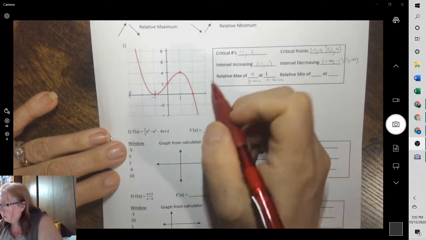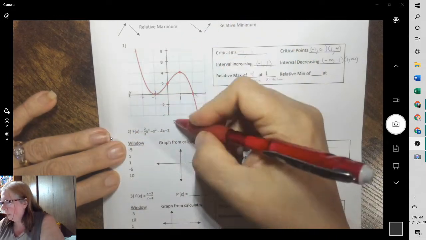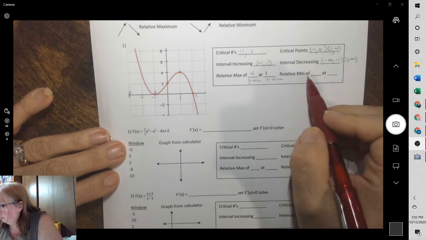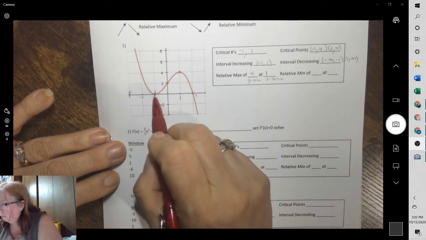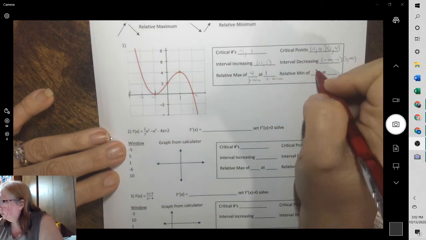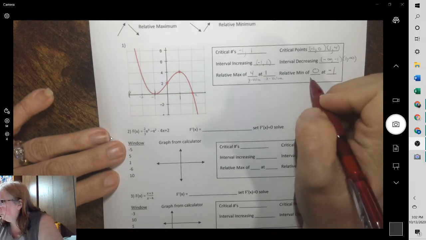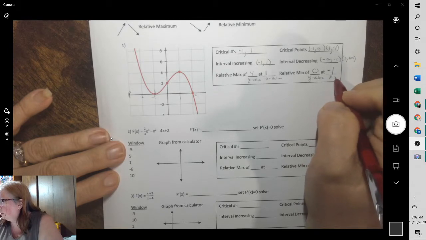I use this by 1s on the x, and the y is by 2s. This is the relative min of 0 at -1. So make sure the first part's your y value and then your x value.